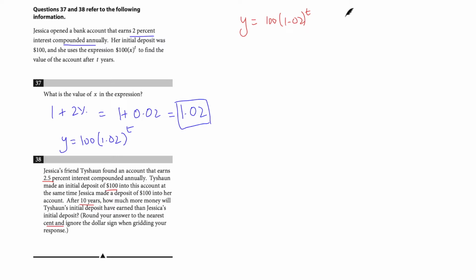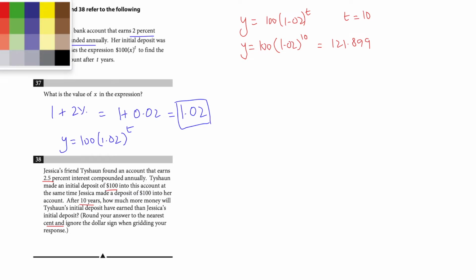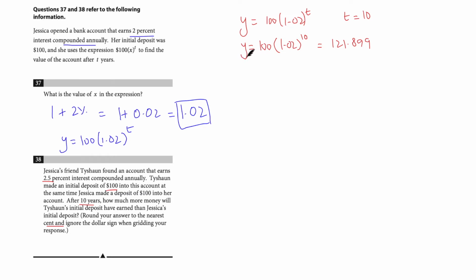So how much will she earn after 10 years? When t equals 10, just replace this value here and our answer will be y equals 100 into 1.02 raised to power 10, which is, let's do the calculation, and you will get $121.899.